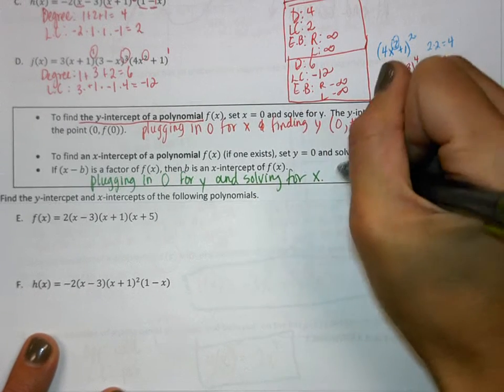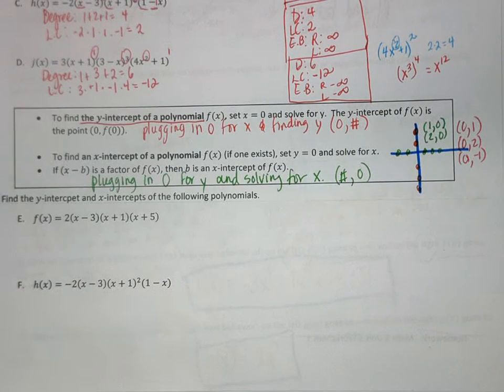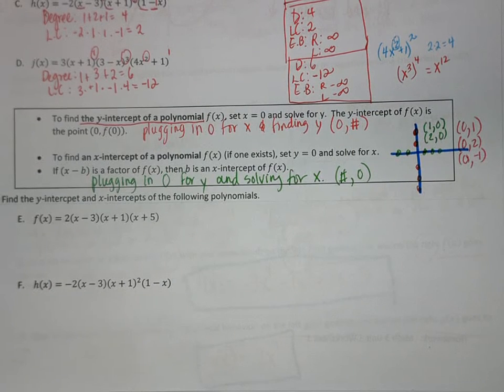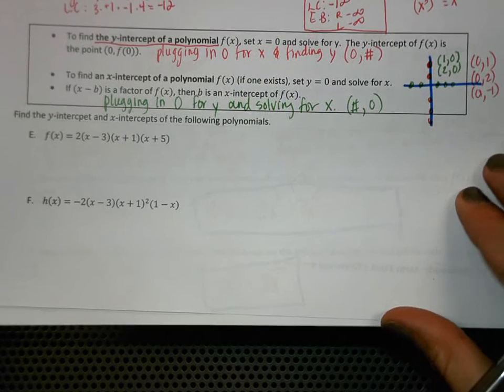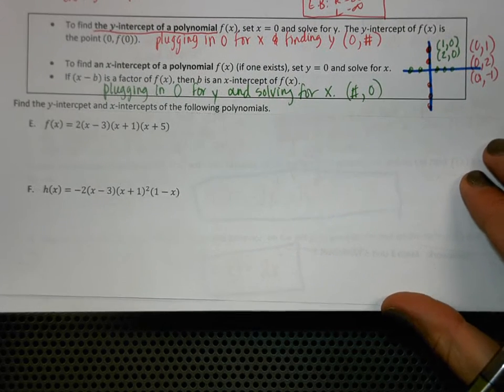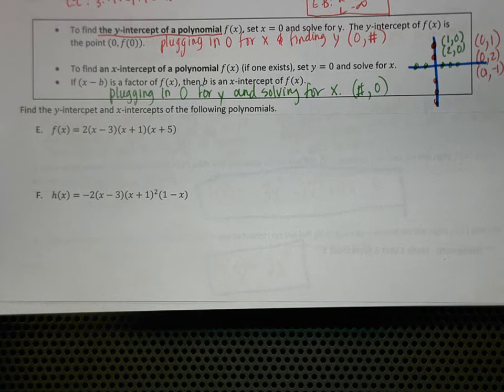And that's how you end up getting a number, comma, 0. Okay, so on this next problem, or these next couple examples, we are just going to find the x and y intercepts, okay? And then we're going to end up putting all of this together.